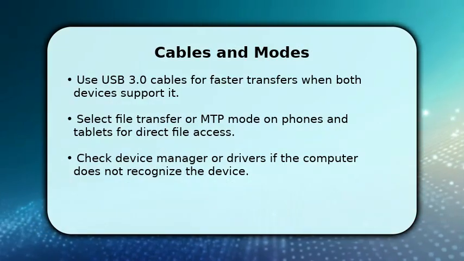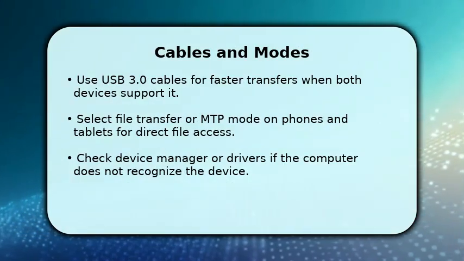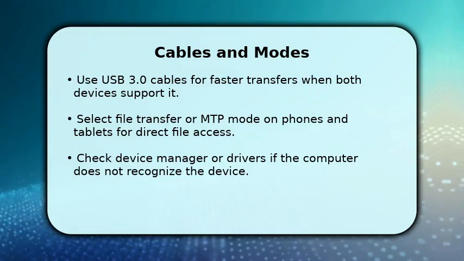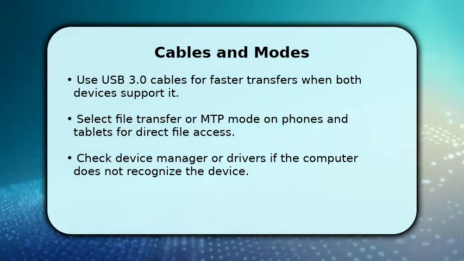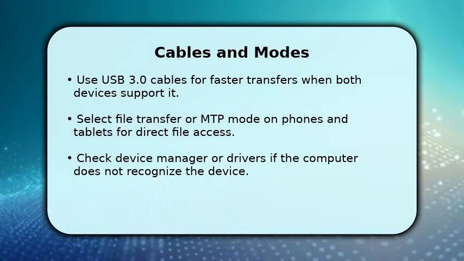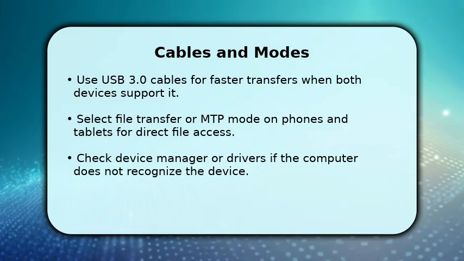Choosing the right cable and mode makes transfers smoother and faster. Use a USB 3.0 cable for high speed, identified by blue or SS marking. Select File Transfer or MTP mode on smartphones, or choose Transfer Files on tablets.